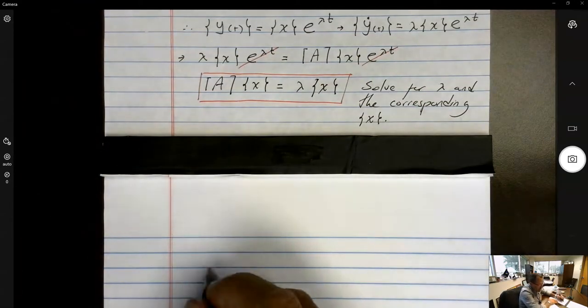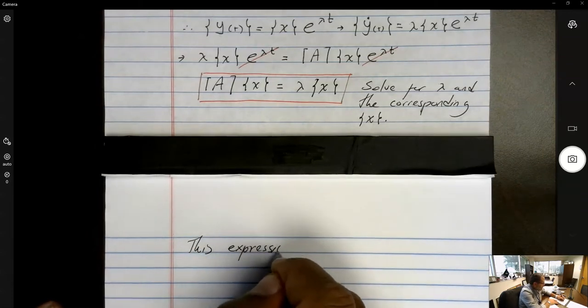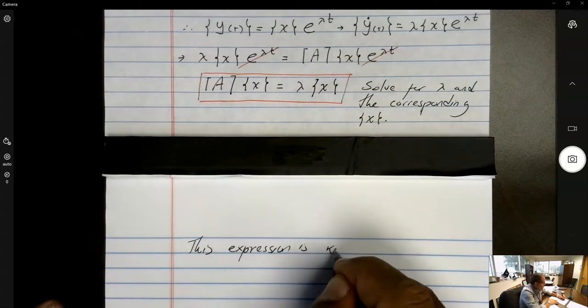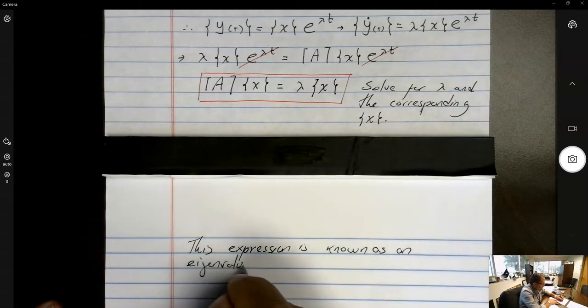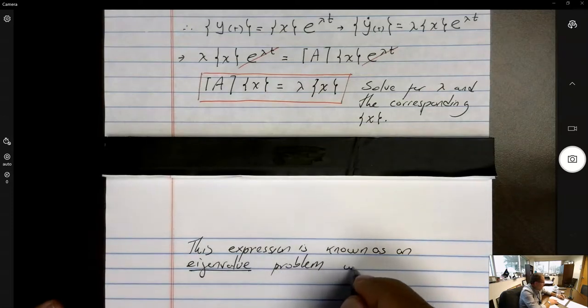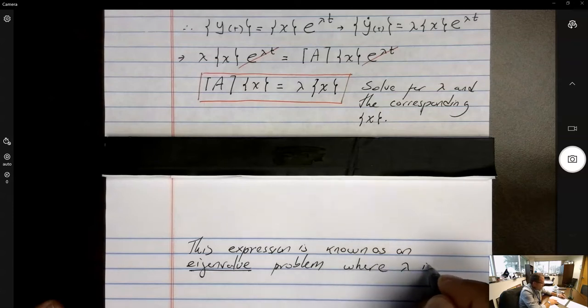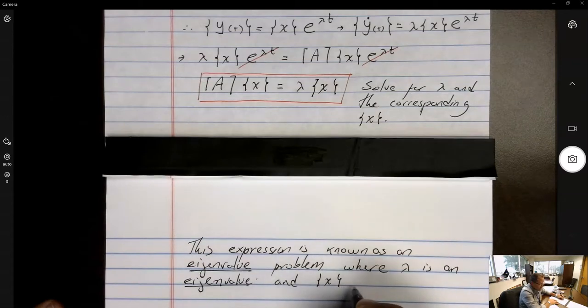What we say here is that this system, this expression, is known as an eigenvalue problem, where lambda is an eigenvalue and x is the corresponding eigenvector.